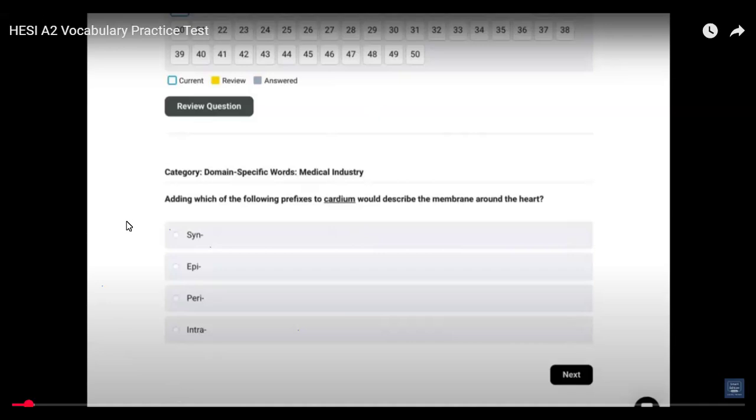Okay, so here we have another HESI question. This is from the vocabulary section. All right, I'm just going to move this block out of the way so we can see. All right, and what they're asking us is, adding which of the following prefixes to cardium would describe the membrane around the heart.